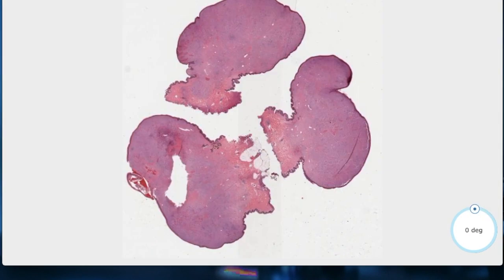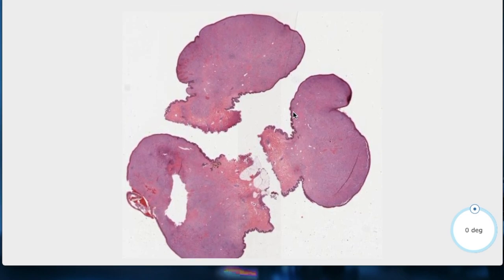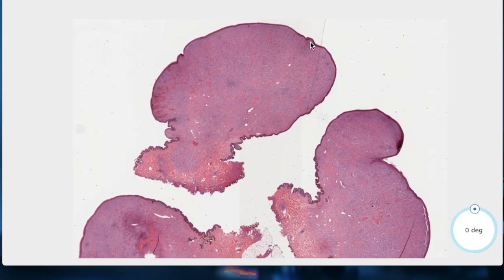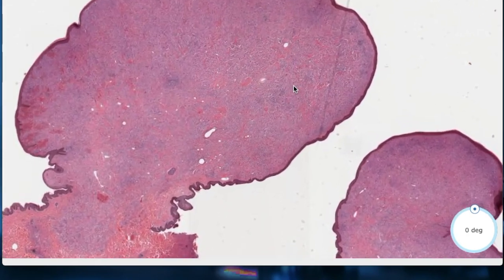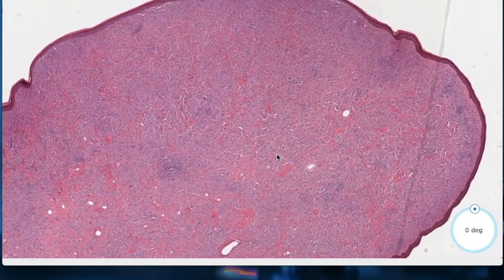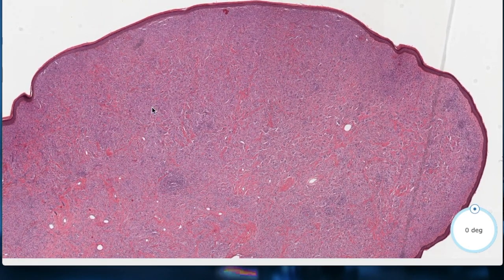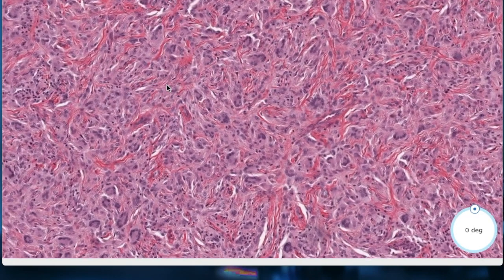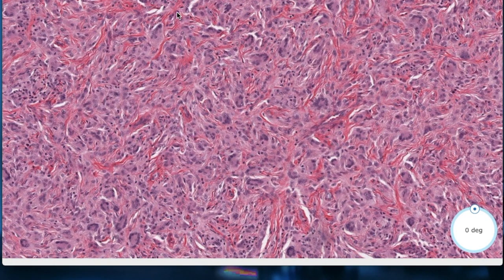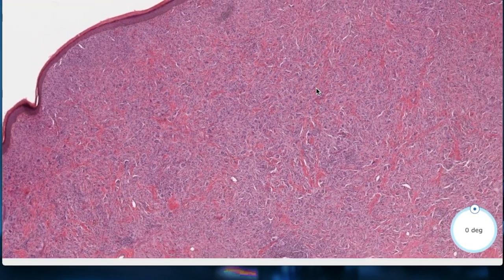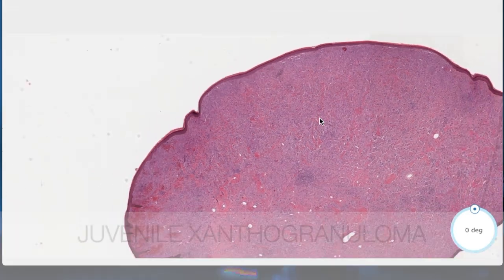Moving on, another example, we have these polypoid lesions that the epidermis will take one of them and will try to magnify. So the epidermis for the most part appears okay. And the dermis is involved with these histiocyte and giant cells. And in between those histiocytes and giant cells, we have necrotic or degenerated collagen. So this is juvenile xanthogranuloma.